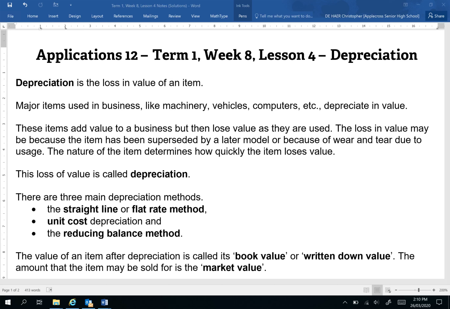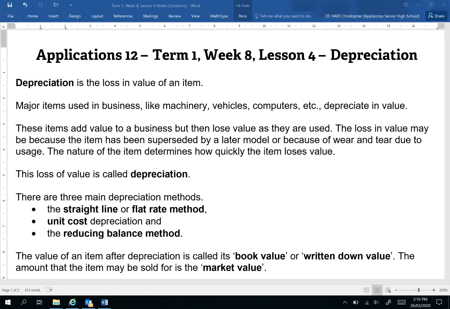So we're going to continue our applications of arithmetic and geometric sequences to do with finance, and we're going to have a look at depreciation. So depreciation is the loss in value of an item. This is often used by businesses because when they buy things like machinery, vehicles, computers, etc., and they use them, they start to deteriorate and they start to lose value.